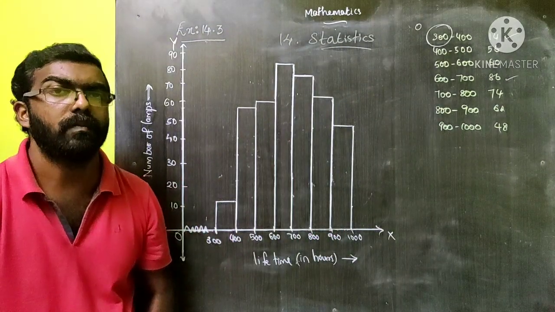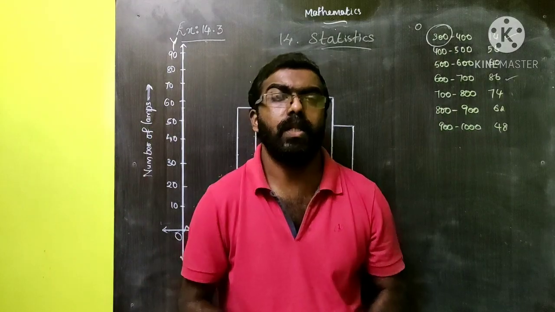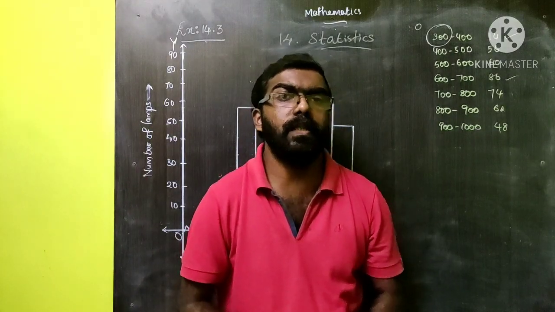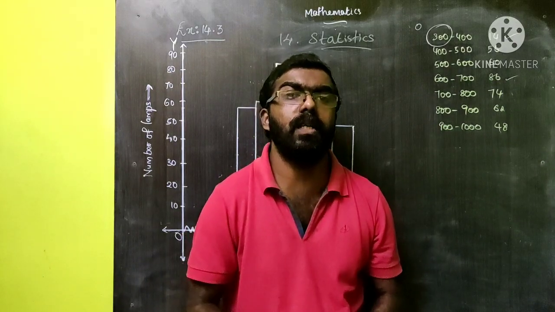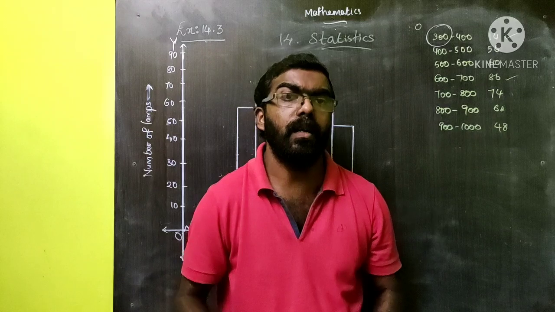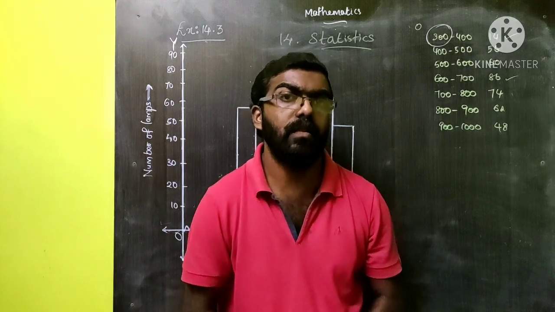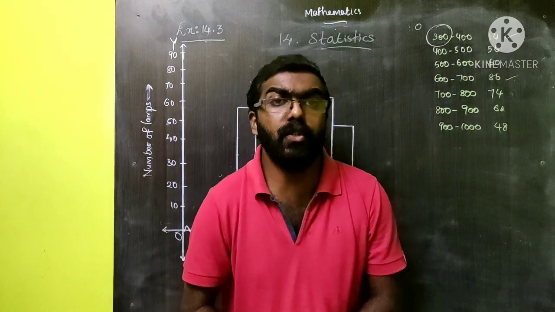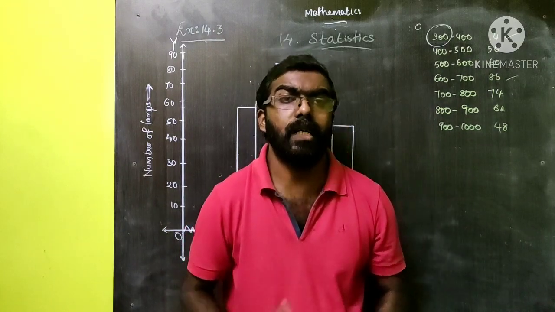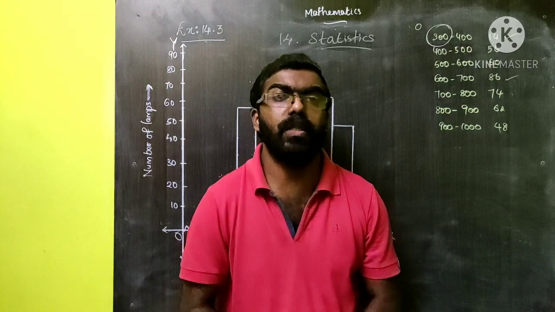Is it clear? So that's all for today. This finishes exercise 14.3. The remaining questions, that means the questions related to frequency polygon and histogram with varying width, those two topics are deleted from the current syllabus. And the last topic, measures of central tendency, is also one of the deleted topics. So this chapter is over.